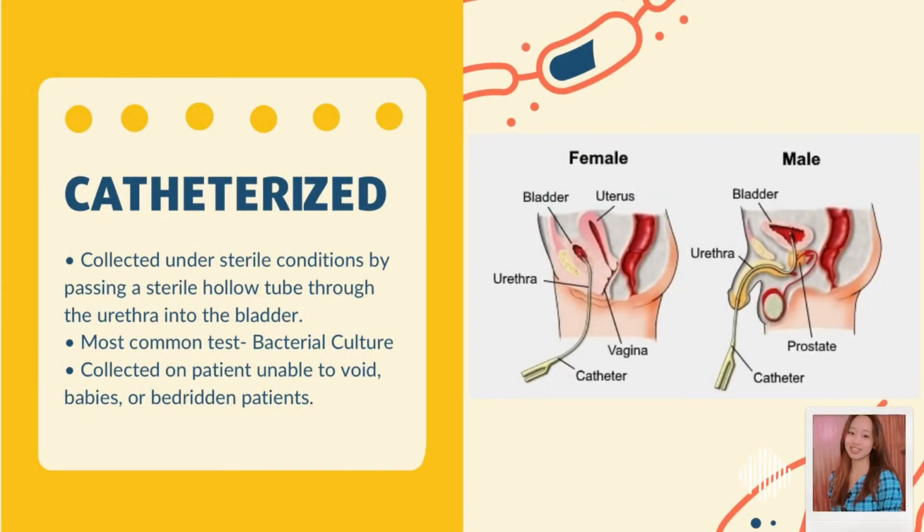Catheterized sample. This sample is collected under sterile conditions by passing a sterile hollow tube through the urethra into the bladder. The most commonly requested test on a catheterized sample is bacterial culture. This type of sample is collected on a patient unable to void, babies, or bedridden patients.